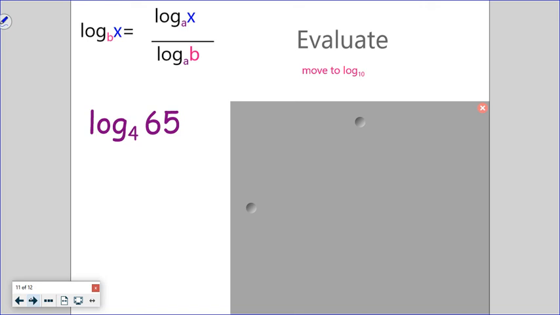I can tell you approximately what it is. I know 4 to the third is 64, which is close to 65, so it's got to be something close to 3. Why do I say that? Because then I know that I've got at least an appropriate answer here. Change of base: log of the number inside divided by log of the original base. It comes out to 3.011. Any questions on that?